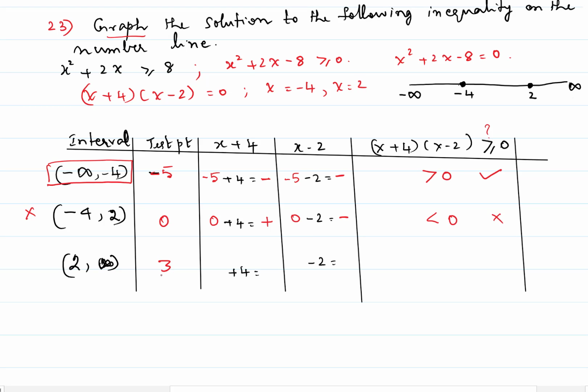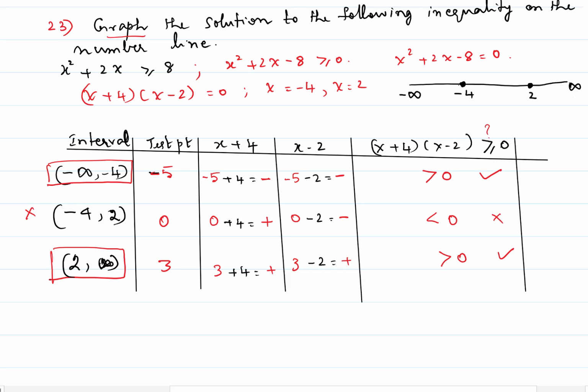Now we'll take a test point 3 in the interval 2 through infinity. So we'll plug 3 into x plus 4. That gives us a positive sign. Plug 3 into x minus 2. That gives us a positive sign as well. Then we get the sign of x plus 4 times x minus 2, which means positive times positive. That is positive. So it does satisfy the inequality of the problem. So 2 through infinity is part of the solution set.